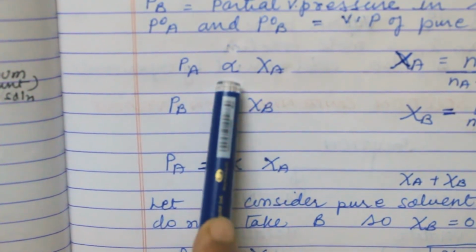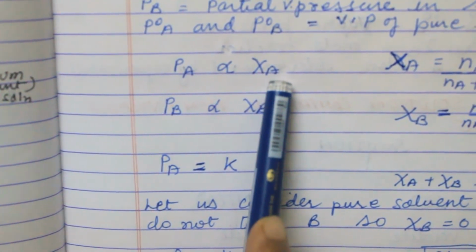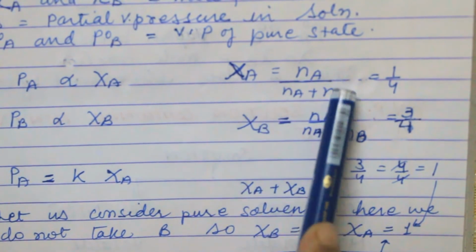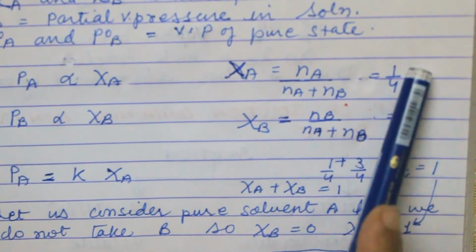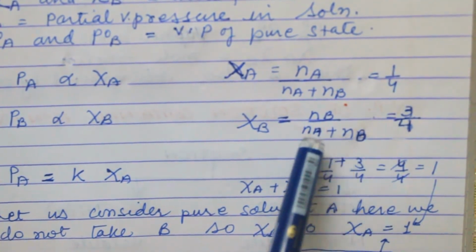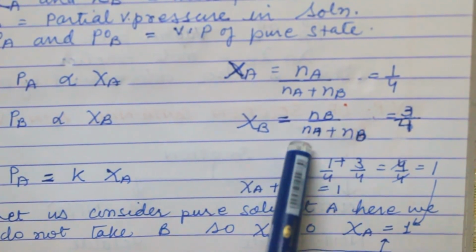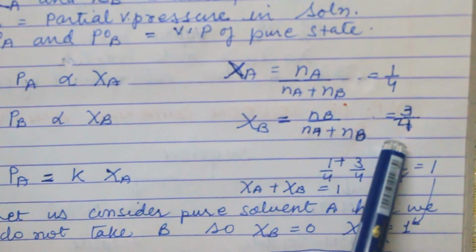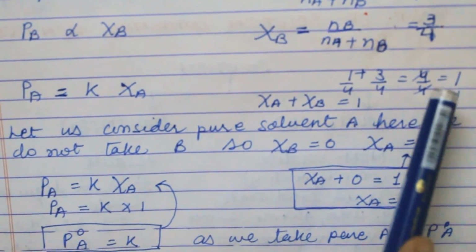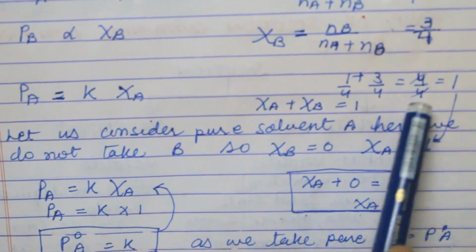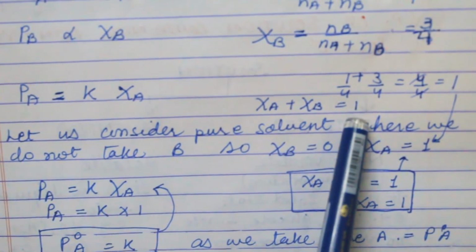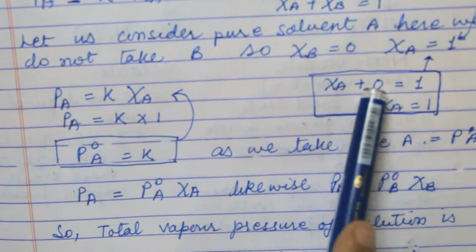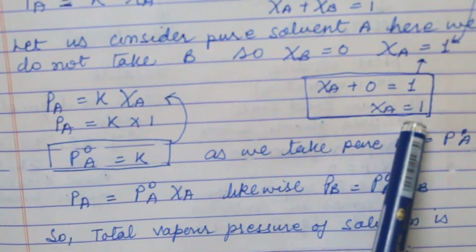PA is directly proportional to zeta A. Zeta A is the mole fraction. So what is mole fraction? Na upon Na plus Nb. Suppose it is 1 by 4, and zeta B, Nb upon Na plus Nb, is 3 by 4. By adding we get 4 by 4, which is 1. So zeta A plus zeta B is equal to 1. Or you can say if B is 0, then zeta A is equal to 1.